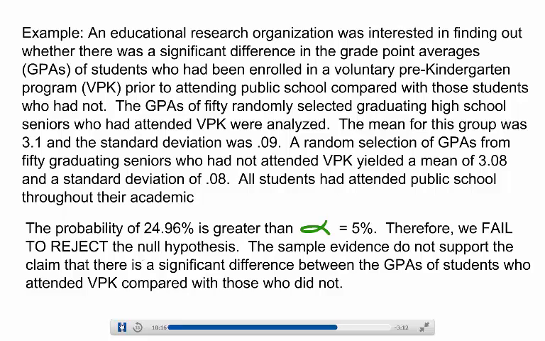Our final concluding statement is, the probability of 24.96% is greater than our alpha of 5%. Therefore, we failed to reject the null hypothesis. The sample evidence does not support the claim that there is a significant difference between the GPAs of students who attended VPK compared with those who did not.